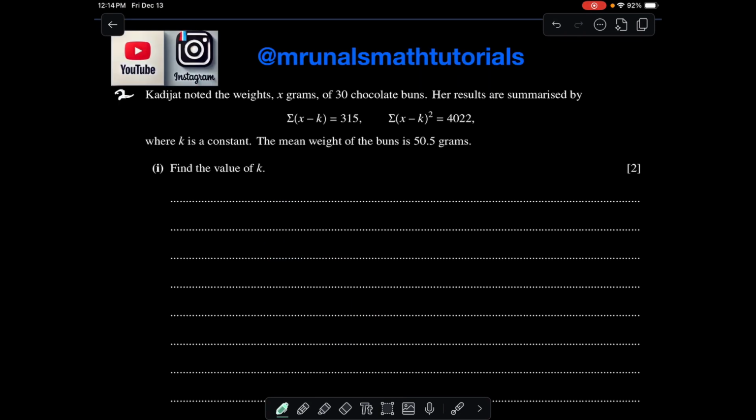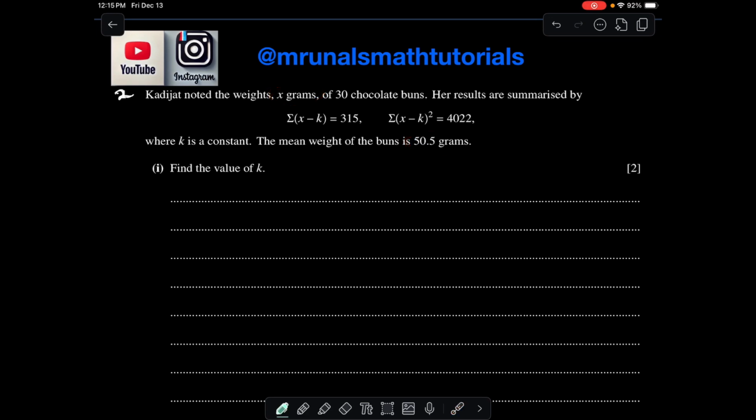In question 2, Khadijat noted the weight x grams of 30 chocolate bars, and her results are summarized over here. Sum of x minus k is 315 and sum of x minus k all squared is 4022. Now the mean weight of the bars is 50.5. So the mean of x is 50.5 because the bars are represented as x.